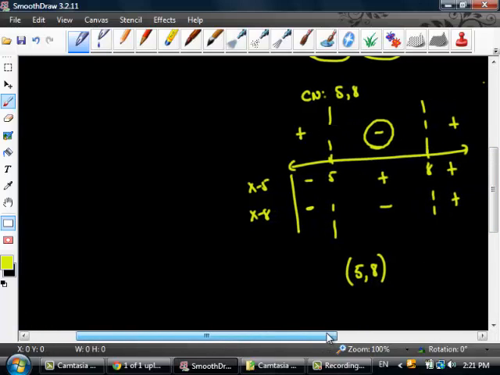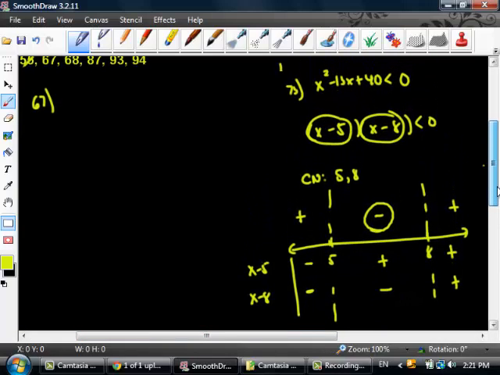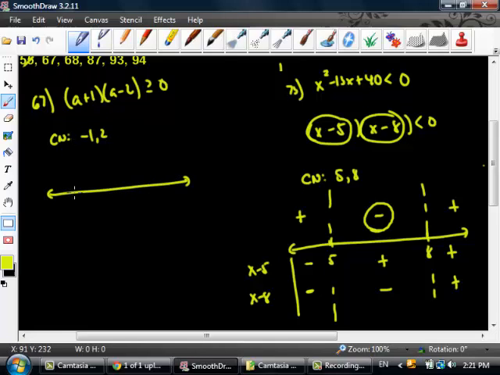Yeah. Okay, so let's take a look at yours, and let's see how yours is different and how yours is also the same. How yours is different is that it's already factored, which is a good thing. It's also different because it has an equal to. So I'm going to go ahead and find my critical numbers. David, you know what the critical numbers are? -1 and 2. Good. So now I'm going to go ahead and put it in the sign chart here. This is -1 and 2.